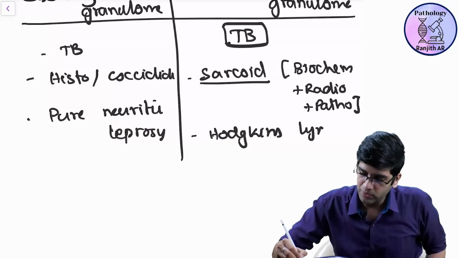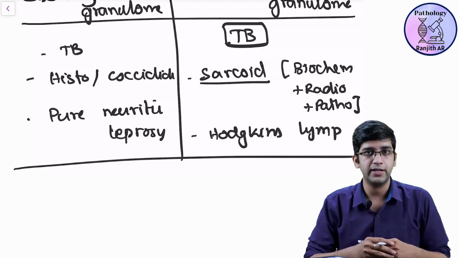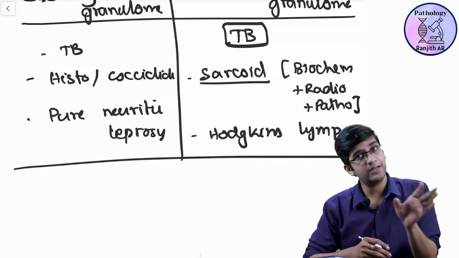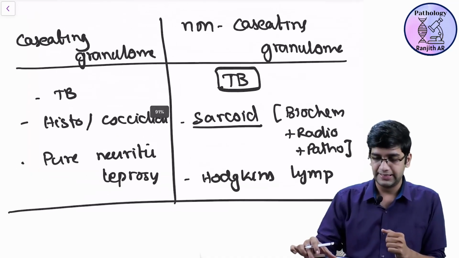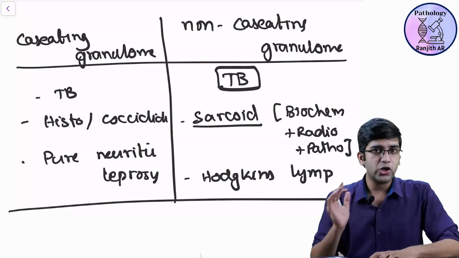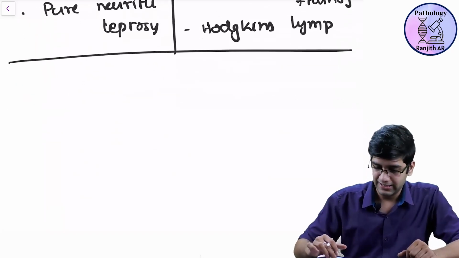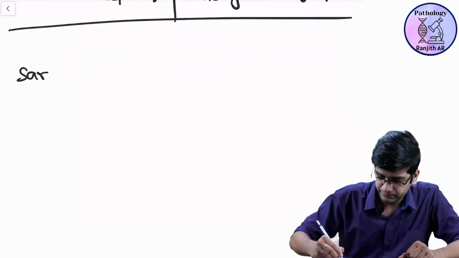Hodgkin's lymphoma will also have granulomas. Non-necrotizing, right? That's about necrotizing and non-necrotizing granuloma. Sarcoid granuloma is a bit special. You have to read about sarcoid granuloma.